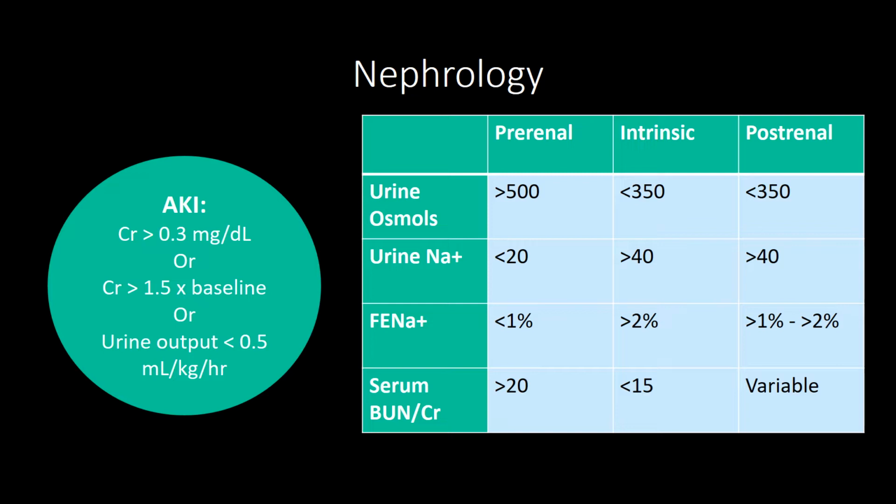So, acute kidney injury, or AKI, is defined as an increased creatinine greater than 0.3 milligrams per deciliter within 48 hours, or creatinine greater than 1.5 times the baseline within 7 days, or urine output less than 0.5 milliliters per kg per hour. The three big categories you want to look for in acute renal failure are pre-renal, intrinsic, and post-renal.